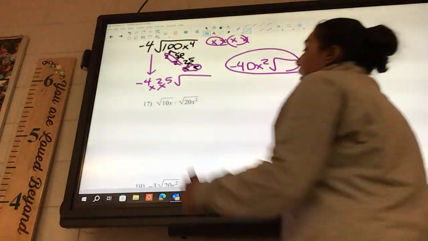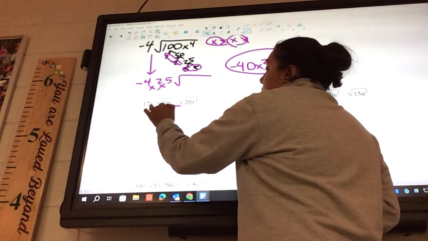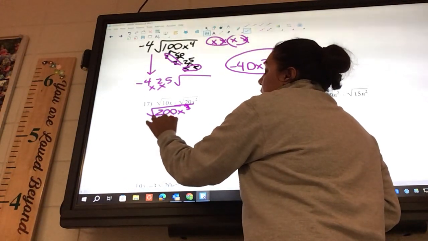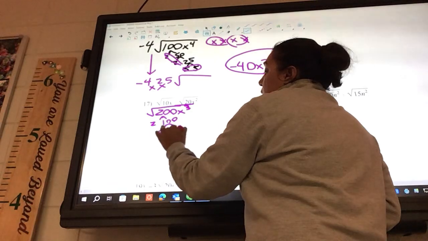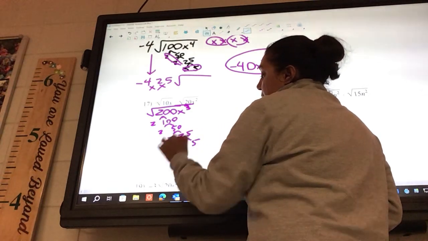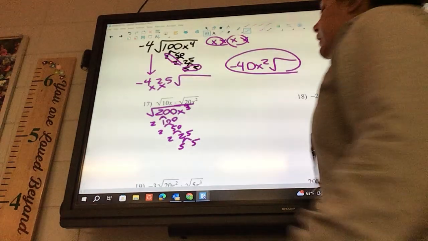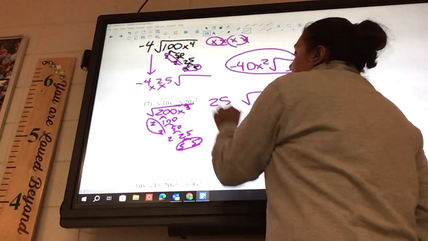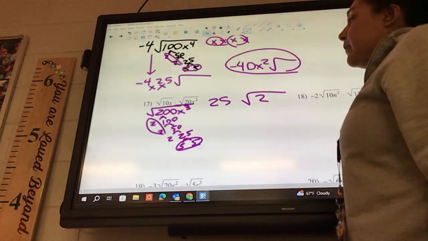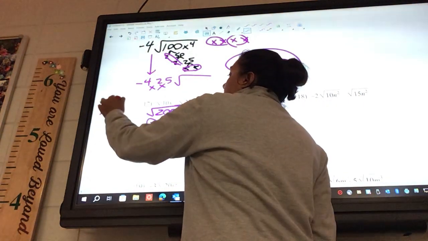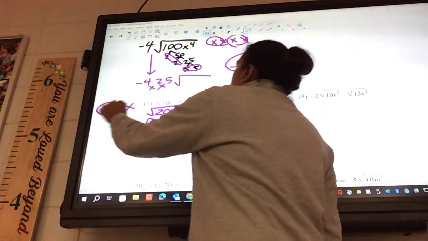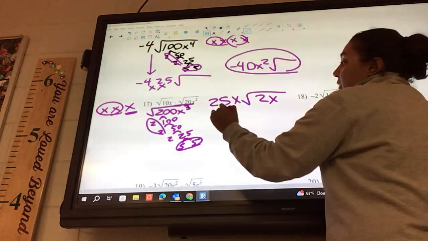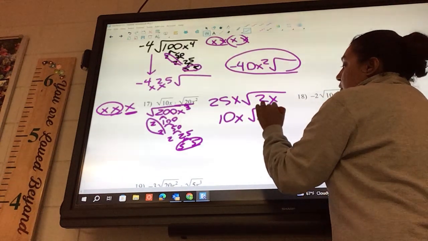Number 17 is going to look like 10 times 20. It's going to be 200, and then we have 3 x's total. So you get 200, 2 times 100, 2 times 50, 2 times 25, 5 times 5. So 1 group of 2's can go and a group of 5's can go. So a 2 and a 5, and then you have a single 2 that's left over. And then I have 3 x's, so 1, 2, 3. So 1 group can go, and I have 1 that's left over, so he's going to go back on the inside. So 2 times 5 is going to be 10x square root 2x.